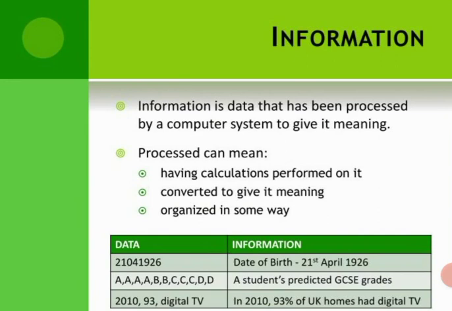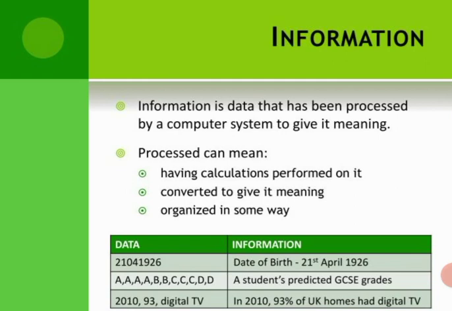We have more examples down here. An example of data is 21041926. When you see a number like this, it doesn't tell you anything specific. You just know that these are numbers. It can be anything, but you don't know specifically. It doesn't give you specific meaning.